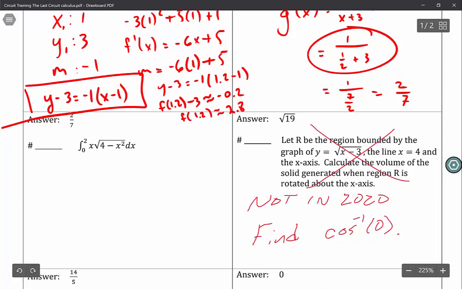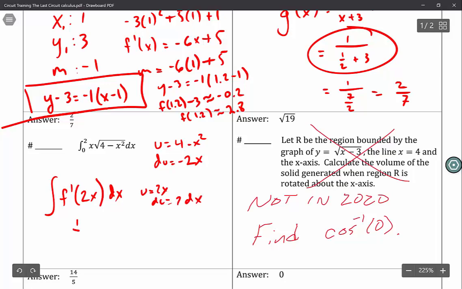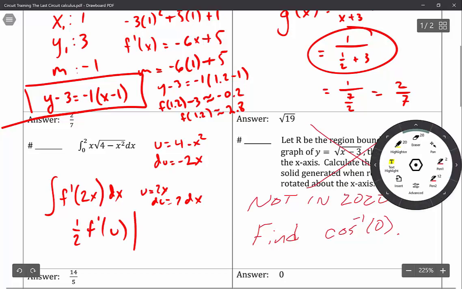All right, here we have u sub, u equals 4 minus x squared, du equals negative 2x. While this won't be on there, it's still good to know u sub for that stuff where we have like f prime of 2x. We talked about a lot of u sub with this, where we do u equals 2x, du is 2. So we end up with 1 half f prime of u du, plus c or with our endpoints. So we do need to be able to do u sub.